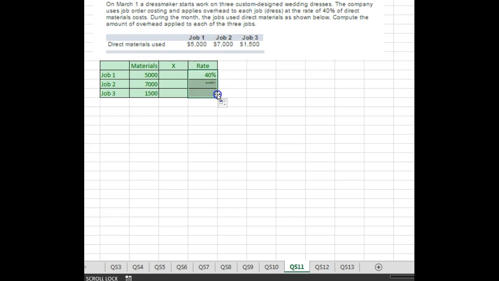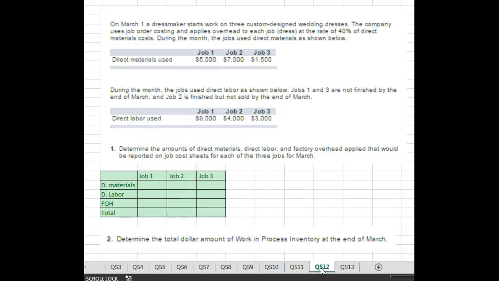And that is just a straight calculation. And that would be equal this times this. And there become what would be applied to those jobs. See how that works? So if we look at 12, we are going to kind of do the same thing. We're going to apply.